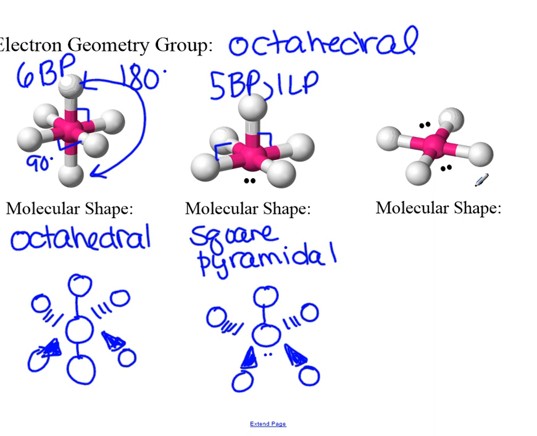Lastly, we've got our 4 bonded pairs and 2 lone pairs. So with this one, we've taken away the north and the south pole. Taken away north, taken away south. So what we're left with is 4 around the equator. 4 around the equator, remember, are all 90 degrees to one another. This shape is called square planar.